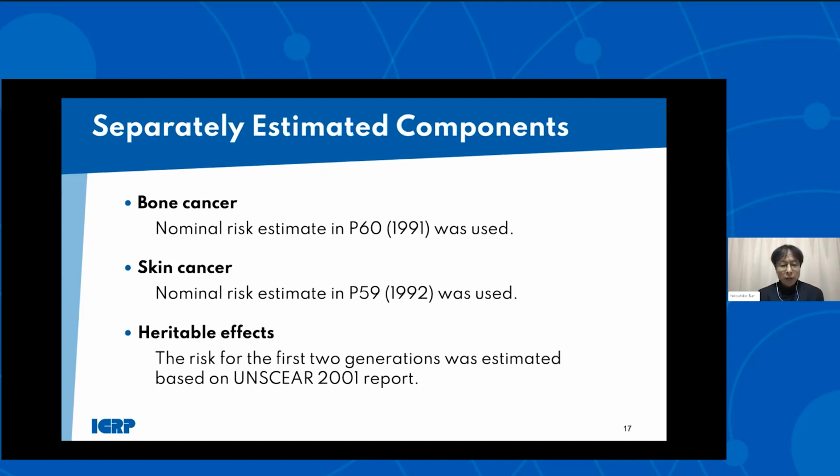For heritable effects, the risk for the first two generations was estimated based on the UNSCEAR 2001 report. Of course, there is no evidence of risk increase in heritable effects in humans. So risk of radiation exposure for heritable effects was assessed based on mouse data.